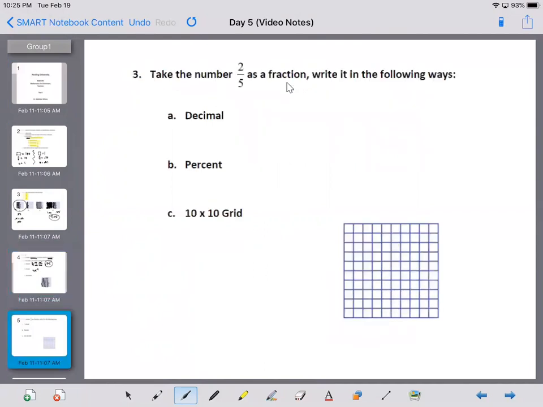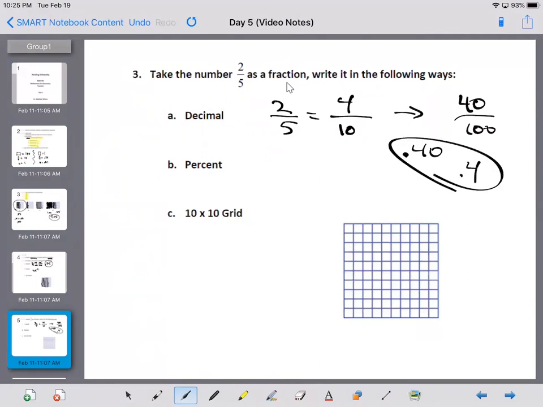2/5. Think about what you could do to make that equivalent to tenths, which could then be equivalent to hundredths, but that would be 4/10, which is the same as 40 hundredths. So the decimal would be exactly how you read it, 40 hundredths or 4/10. These are the same. The percentage would be 40%, and you would have 1, 2, 3, 4 longs.